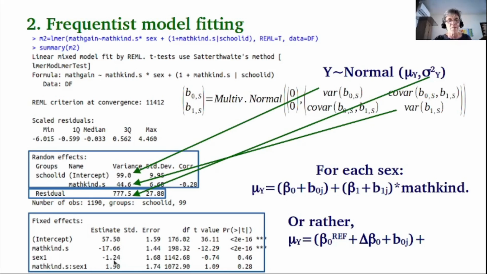This is the value of minus 1.24. This tells us that the intercept for sex 1 is 1.24 units smaller than the intercept of the reference sex. And this p-value says that this differential of intercepts, this population level parameter, is not statistically significantly different from 0. So here we see mathkind, which is a numerical explanatory variable.